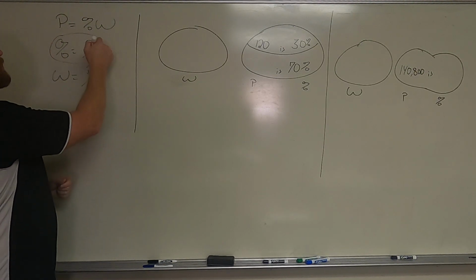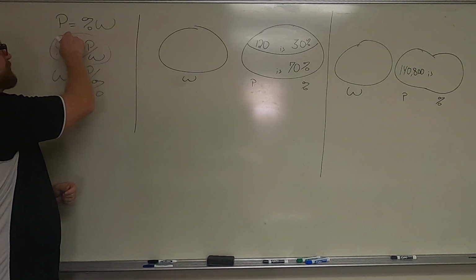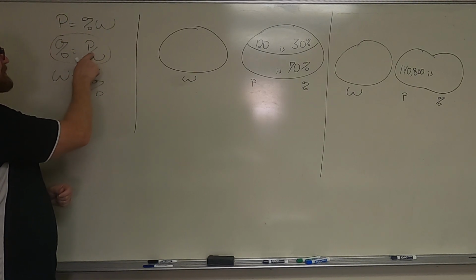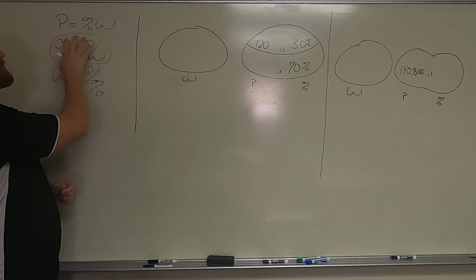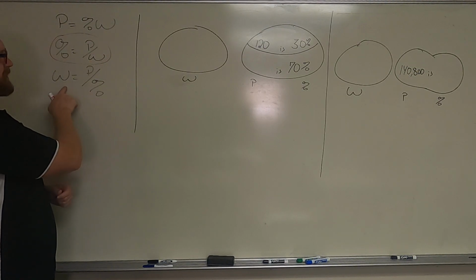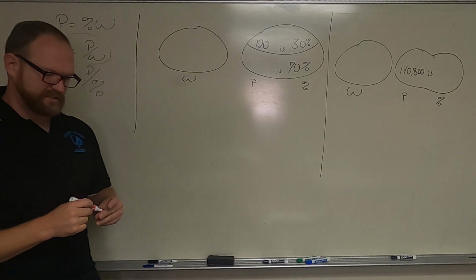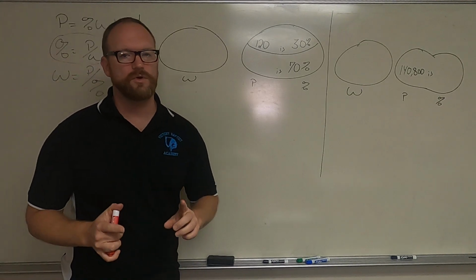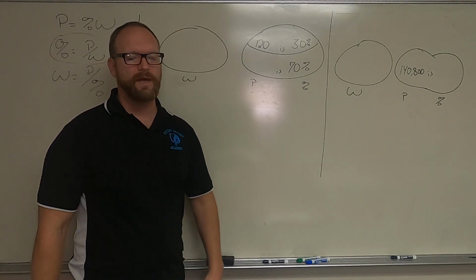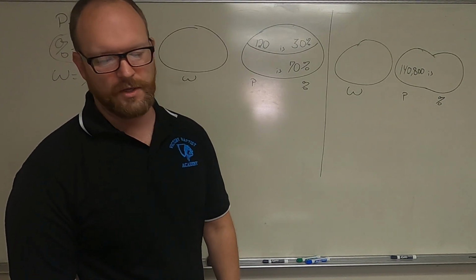How do we do that? Well, we just divided by W on both sides and got percent by itself. We do the same thing for whole. If we're looking for the whole, we can divide by percent on both sides to get W, or whole, by itself. And so this particular formula is the one we're going to use to solve what we're solving today. And hopefully we'll get through this pretty quickly.